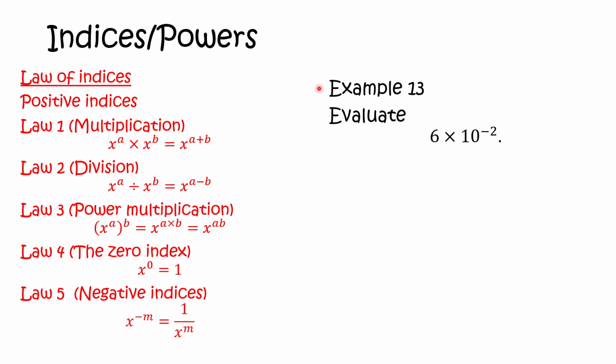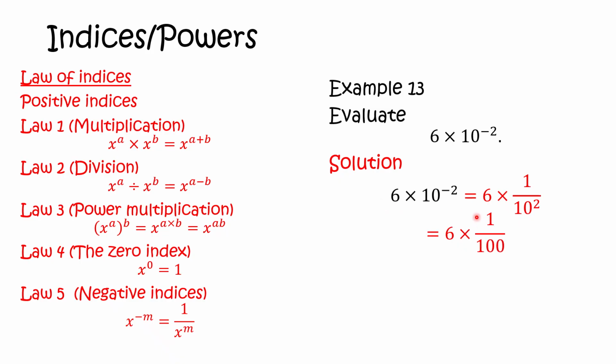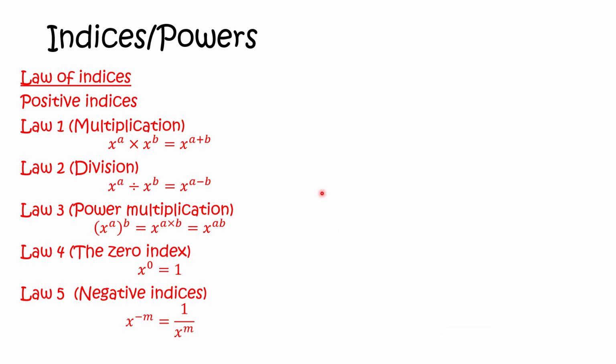Now, let's look at example 13. So with example 13, we have 6 times 10 to the power minus 2. So the solution is that. We know that we can express 10 to the power minus 2 as 1 over 10 squared times the 6. And we know that 10 squared is equivalent to 100. If that is the case, then that would simplify to 6 over 100, which is simplified to 3 over 50.